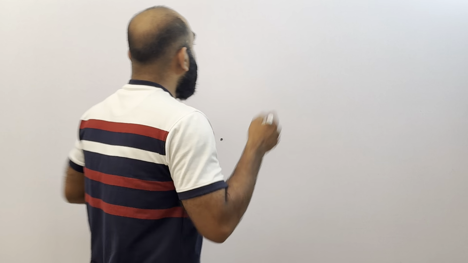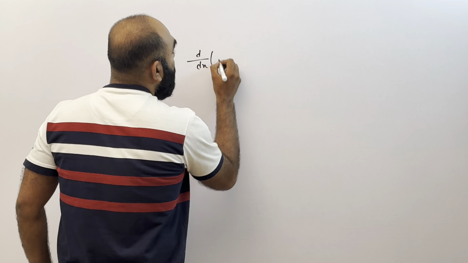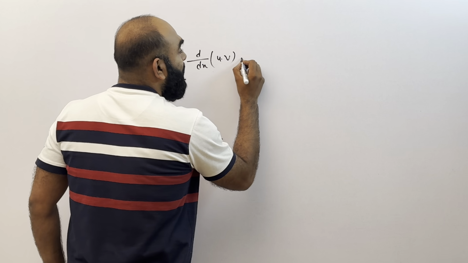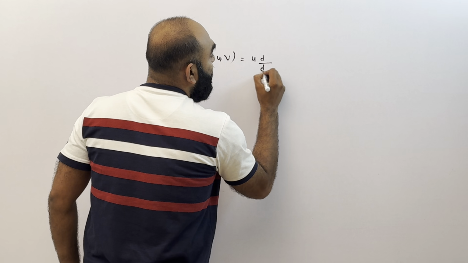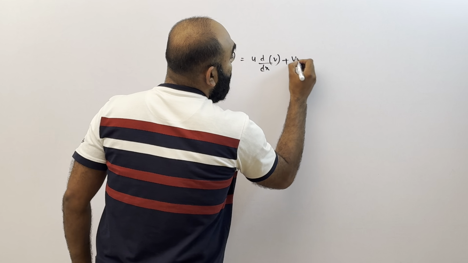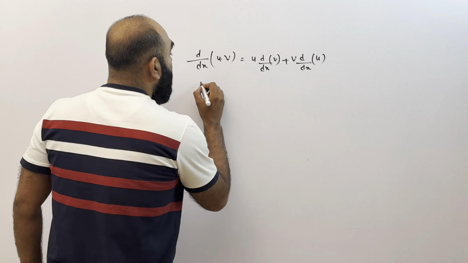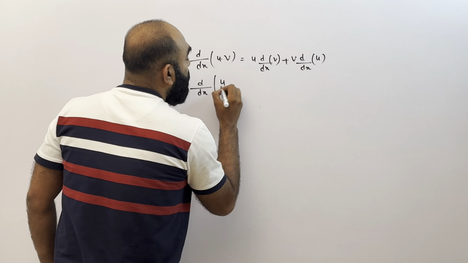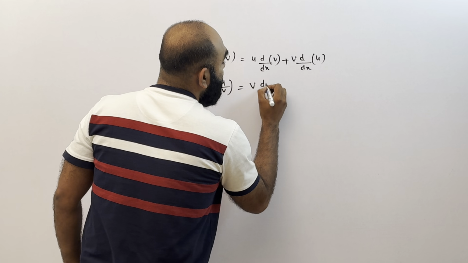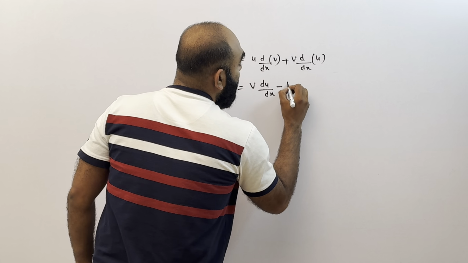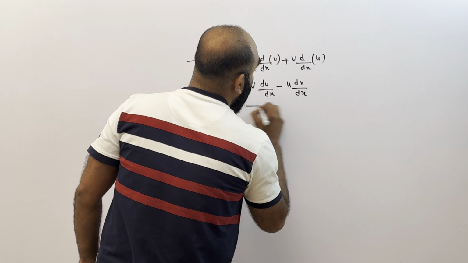Then for the product rule, u dot v is there. Like d by dx of u dot v: leave the u, differentiate v, plus leave the v, differentiate u. This is called the product rule. Then we talked about the quotient rule. D by dx of u by v is leave the v, differentiate u, minus leave the u, differentiate v, divided by v square.